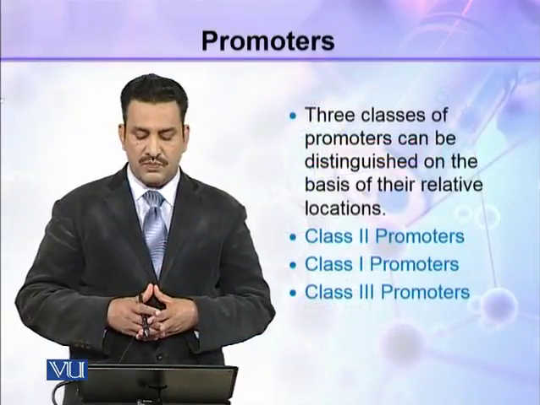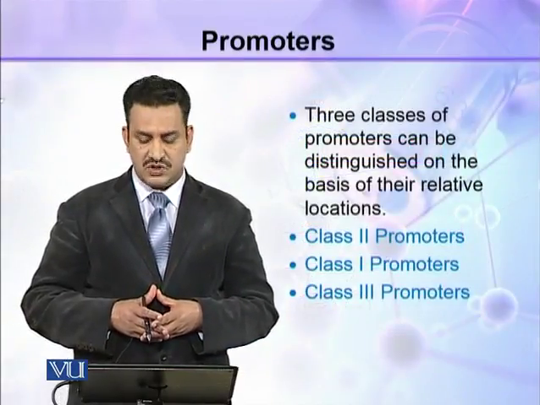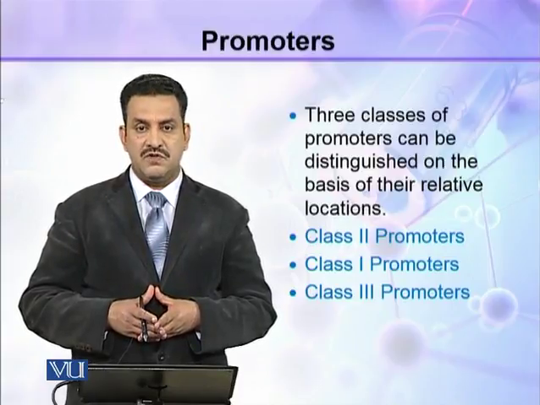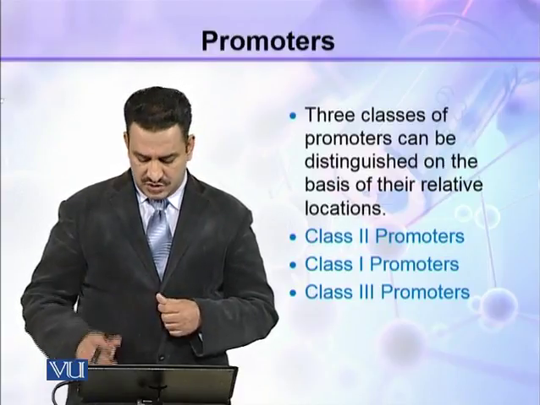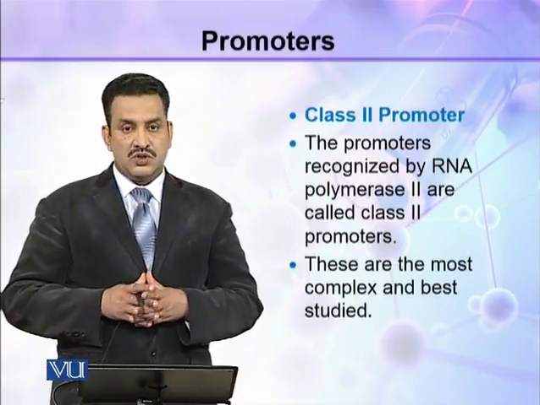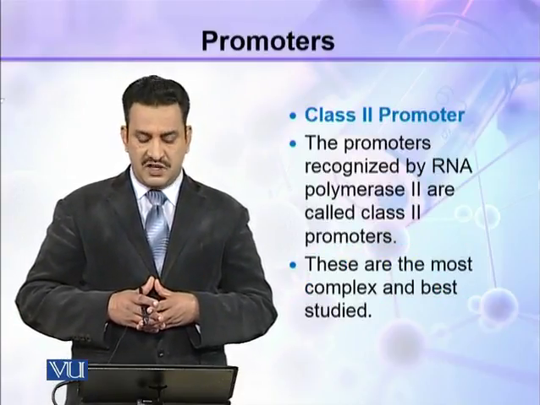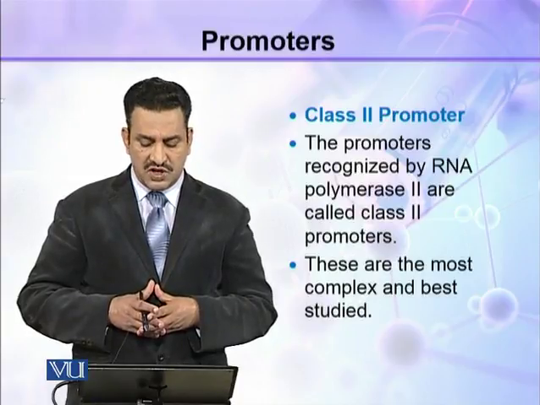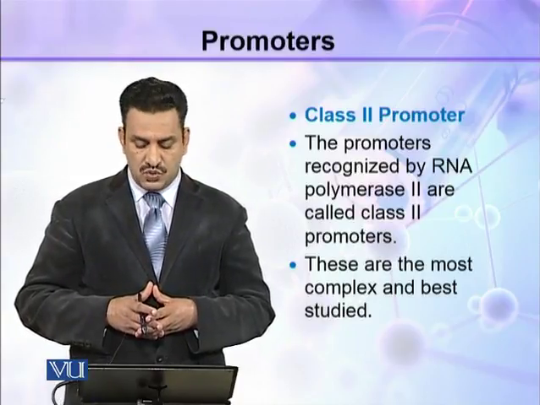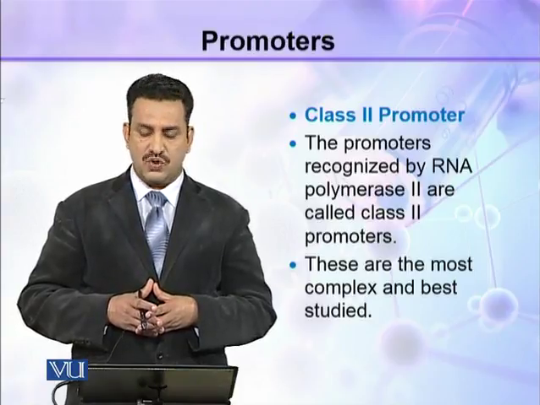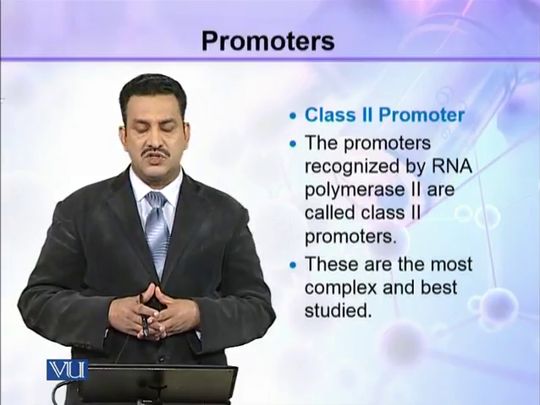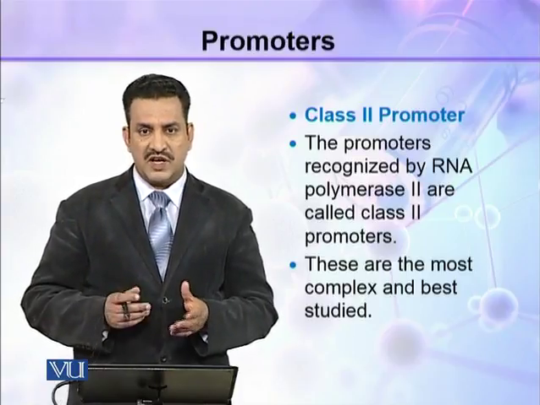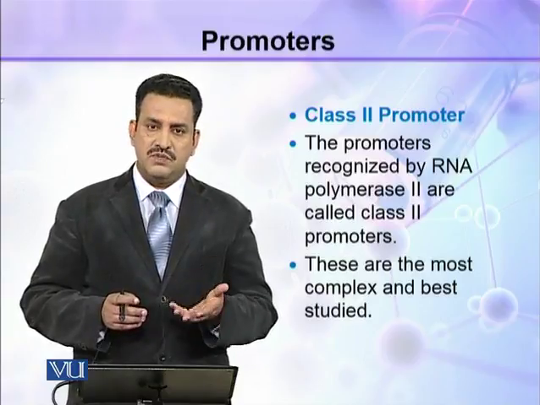Three classes of promoters can be distinguished on the basis of their relative locations, and these are class 1 promoters, class 2 promoters and class 3 promoters. So class 2 promoters: the promoters recognized by RNA polymerase 2 are called class 2 promoters. These are the most complex and best studied promoters. That's why these are described first.